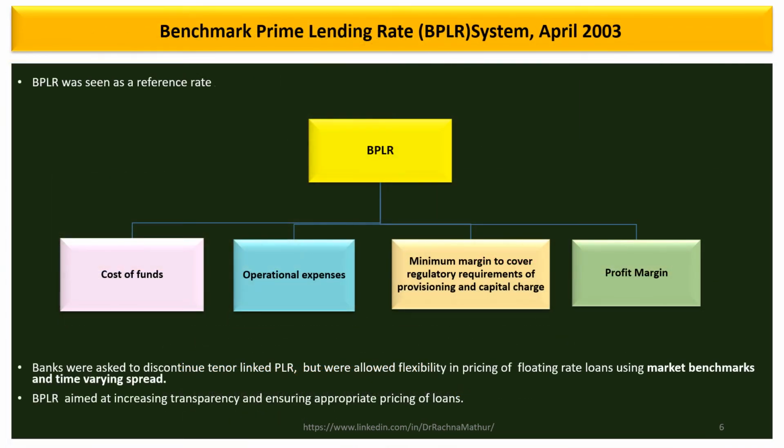Benchmark prime lending rate system. It was introduced by RBI in April 2003, replacing the old prime lending rate. It was considered a reference rate comprising the cost of funds, operating expenditure, minimum margin to cover regulatory requirements, and profit margin. Under the benchmark lending rate, banks were asked to discontinue the tenure-linked prime lending rates, but they were allowed flexibility in pricing floating rate loans using a market benchmark and spread. This system aimed at increasing transparency and ensuring appropriate pricing of loans.